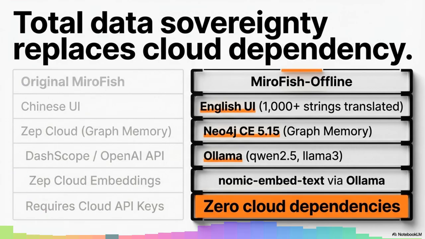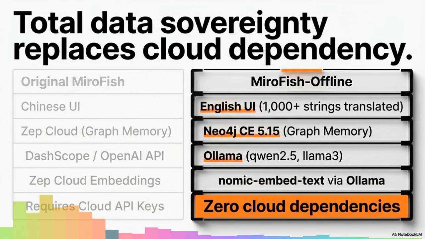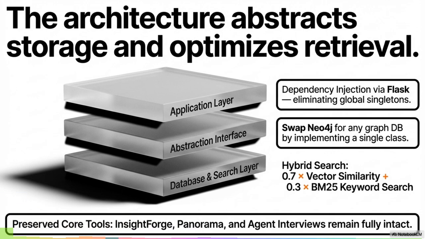But to truly understand why this specific GitHub repository by Nick Engfly is causing such a stir among developers, we have to talk about the offline part of MiroFish-Offline. Yes, the offline part is key. Because looking at the history here, this wasn't always a private tool you could just run on your laptop. No, not at all. The original MiroFish project was a massive, highly complex undertaking built primarily for the Chinese market. It had a Chinese user interface, but more critically, its entire architecture was inextricably tied to cloud infrastructure.